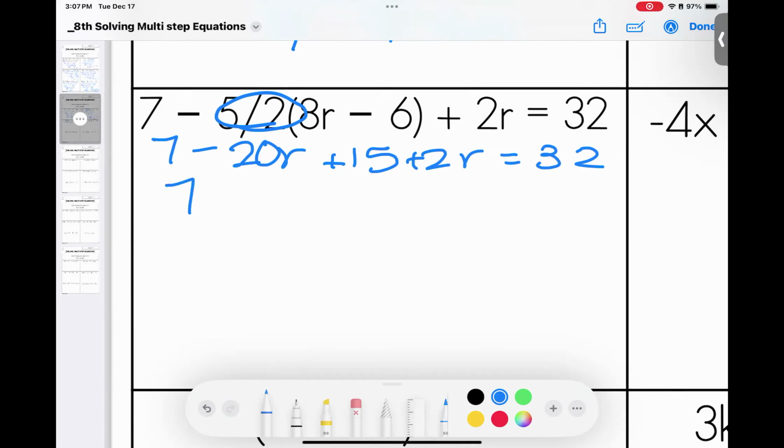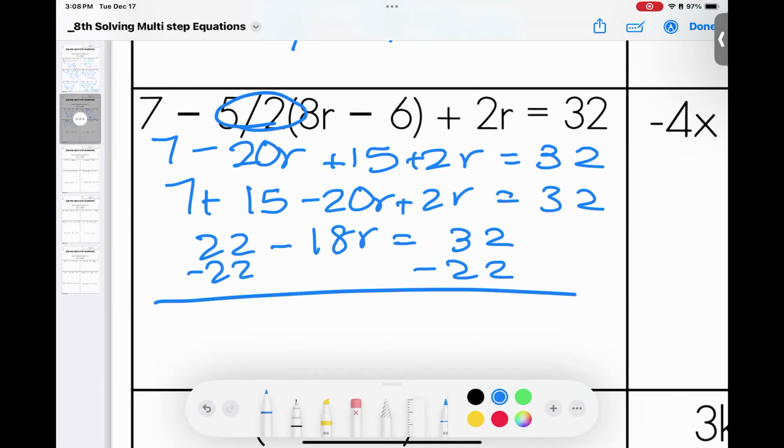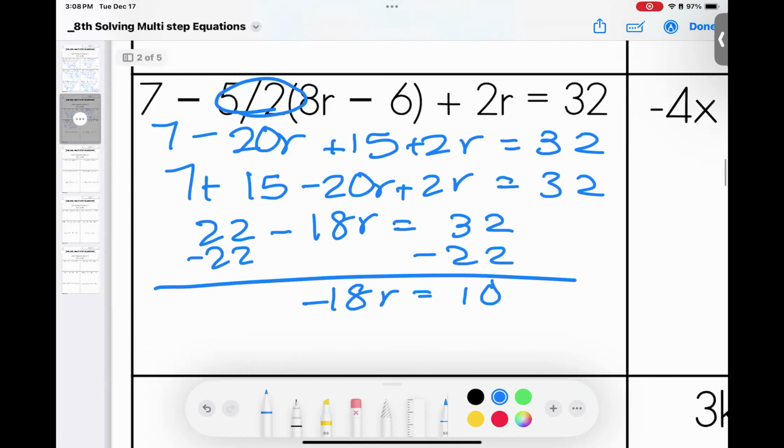Okay, put like and like together. 7, 15 minus 20r plus 2r equals 32. Over here, we have 7 and 15, which is 22, minus 18r equals 32. Subtracting from both sides, I have negative 18r is equal to 10.